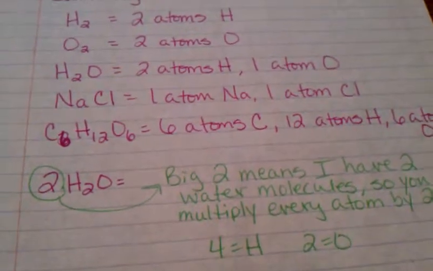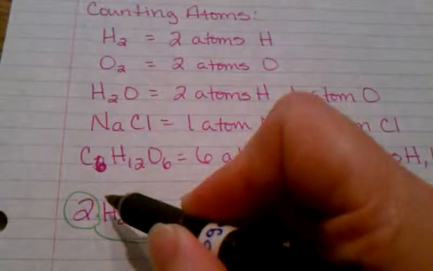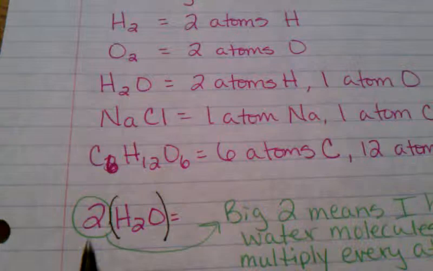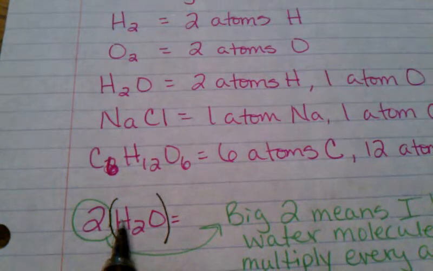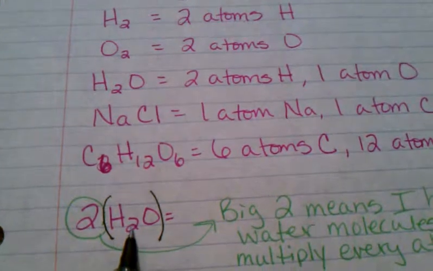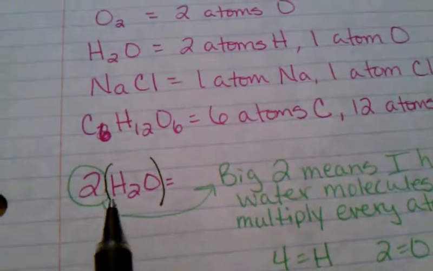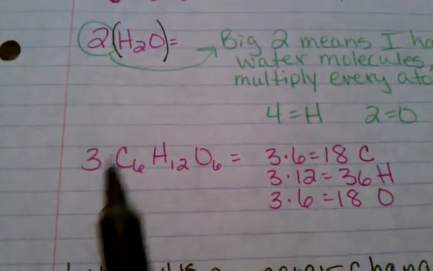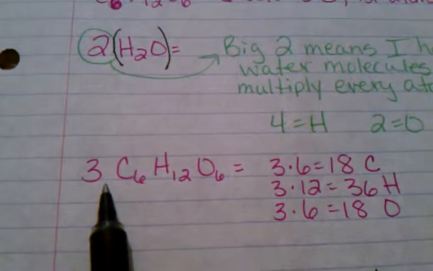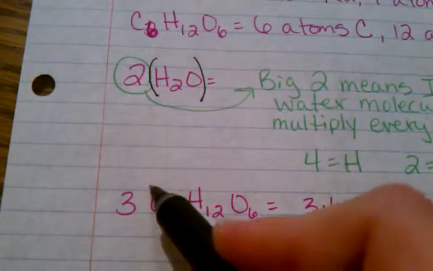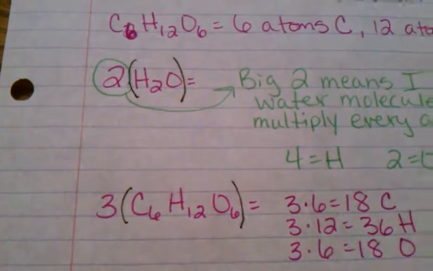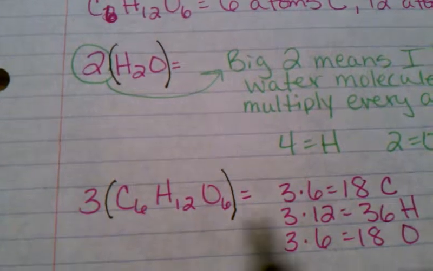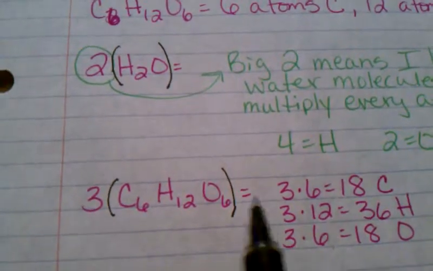Okay? We pretend that there's an imaginary parenthesis right here in front. And like in algebra, the number gets multiplied to everything that's on the inside. So 2 times 2 equals 4, and 2 times 1 equals 2. If we look at our big sugar molecule, if I have a 3 out in front of it, then that 3 is going to be multiplied by the whole compound. So 3 times 6 is 18 carbon, 3 times 12 is 36 hydrogen, and 3 times 6 is 18 oxygen.